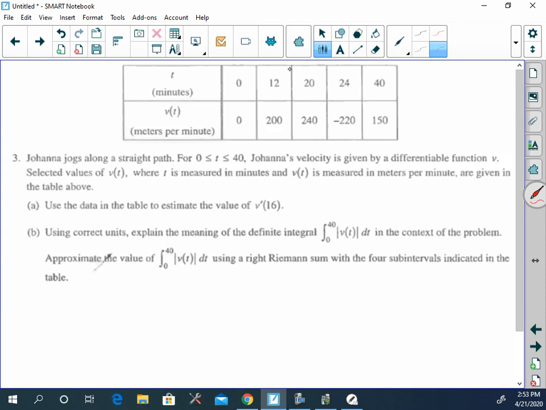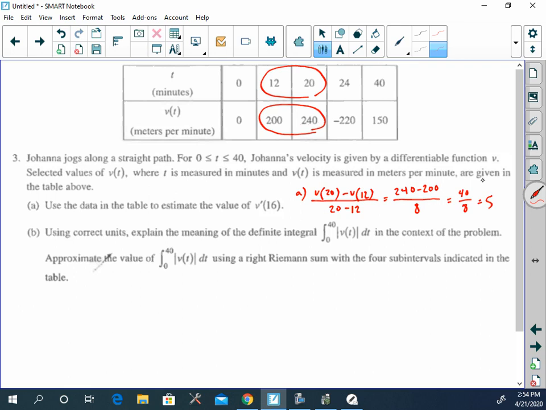So 16 is between these. We're going to do the change in y over the change in x. Make sure you put the y's on top. So I'm just going to write that up here: v of 20 minus v of 12 over 20 minus 12. You don't necessarily have to write that; I just find that's the way the key usually has it written. So I've got the 240 minus the 200. 20 minus 12 would give me the 8 there. So I end up with 40 over 8, which should be 5.